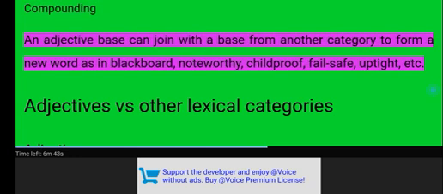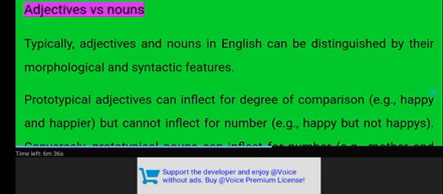Compounding. An adjective base can join with a base from another category to form a new word as in blackboard, noteworthy, childproof, fail-safe, uptight, etc. Adjectives versus other lexical categories. Adjectives versus nouns. Typically, adjectives and nouns in English can be distinguished by their morphological and syntactic features.